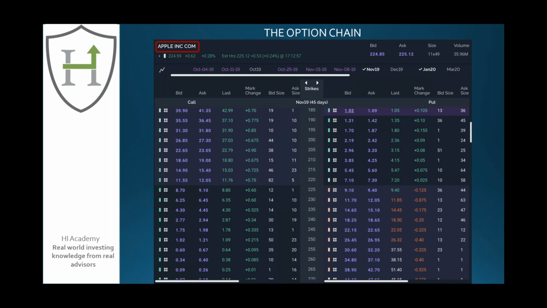If you take a quick peek, we have Apple up here in the left-hand corner. On the right-hand side, you have puts. On the left-hand side, you have calls. I'm going to use a highlighter. Here are your puts. Here are your calls. Up here on the top is where you choose the expiration. We have a check mark looking at the November option chain. Right below it is probably the January 2020.